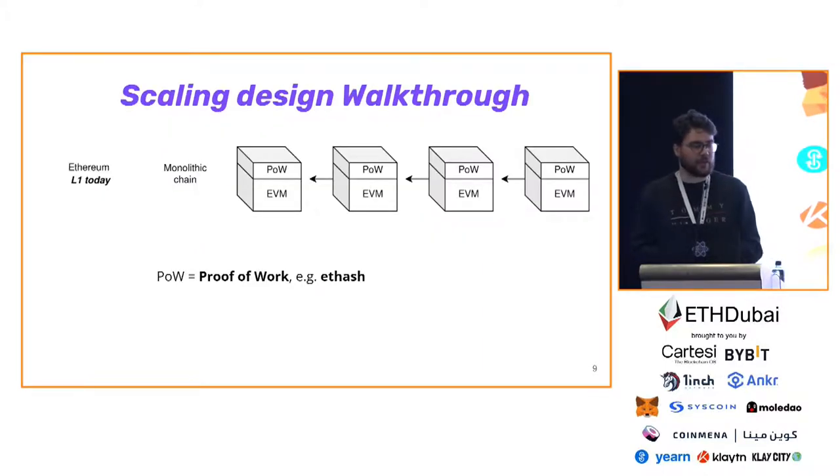Okay, so let's walk you through this modular design. So we start with layer one today. This is where things are very monolithic. We kind of just combine proof of work and the execution layer. There's one block. There's just one thing called Ethash that secures everything, and it's just kind of singular.